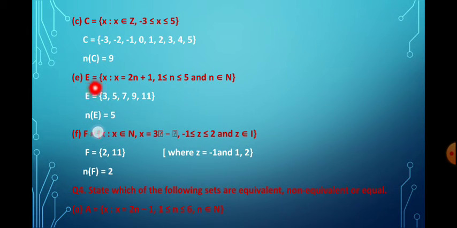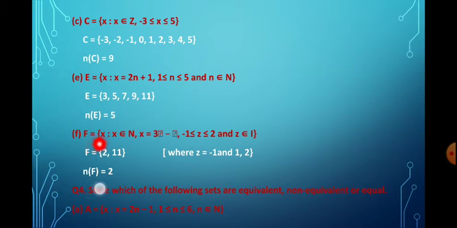E, so E equals x such that x equals 2n plus 1, where n is greater than or equal to 1 and less than or equal to 5, and n belongs to natural numbers. So in place of n we are going to put 1, 2, 3, 4, 5. So first we are writing in the roster form. 2 ones are 2 plus 1 is 3. 2 twos are 4 plus 1 is 5. 2 threes are 6 plus 1 is 7. 2 fours are 8 plus 1 is 9. 2 fives are 10 plus 1 is 11. So in total we can see there are 5 elements. So n(E) is equal to 5.